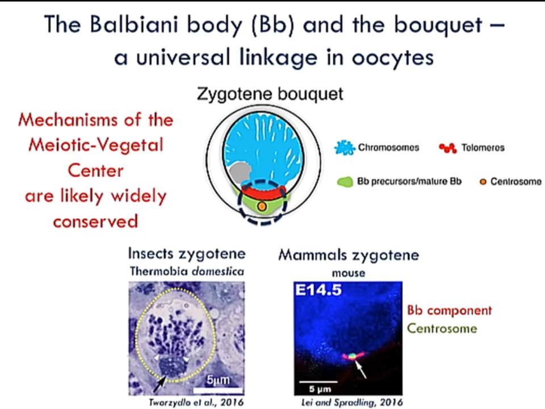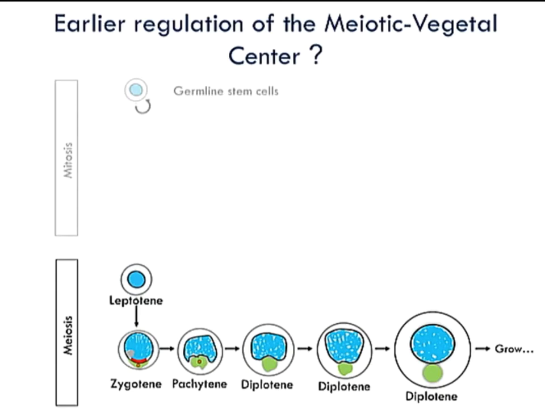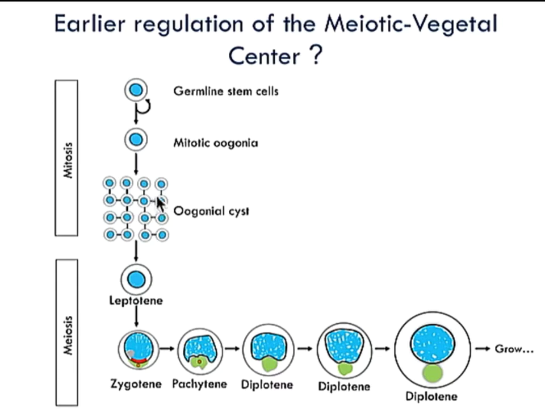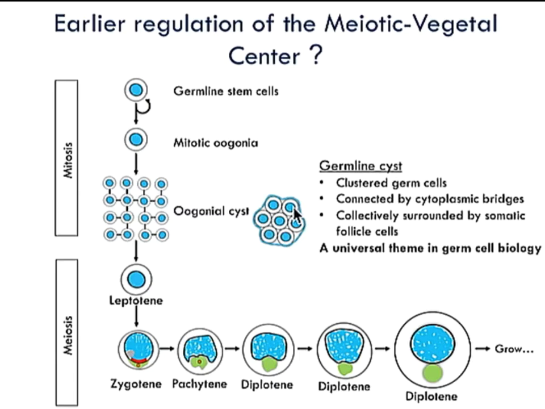And so we're interested in understanding the potential upstream regulation of the meiotic vegetal center. Prior to meiosis, oocytes are born from germline stem cells that self-renew but also generate the mitotic oogonia cells. The mitotic oogonia go through several rounds of divisions, but these divisions are incomplete and the cells are still left connected with cytoplasmic bridges. And this forms the germline cyst, which is a universal theme in germ cell biology, where germ cells are clustered tightly together, connected by cytoplasmic bridges, and collectively surrounded by follicle cells.